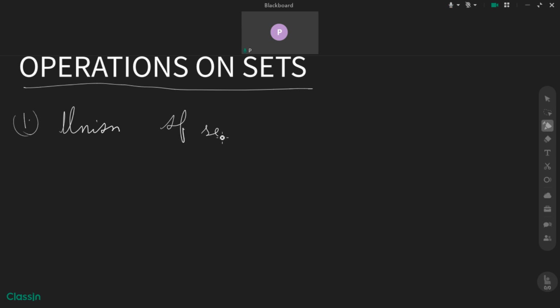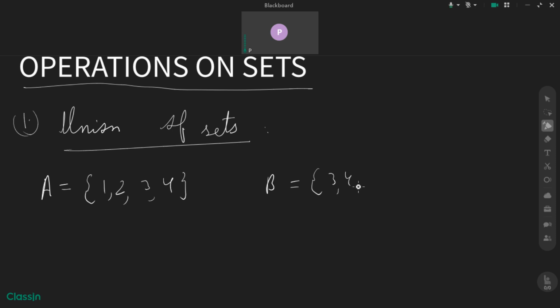Union of sets. If we have any two sets, let us say set A and set B, then their union is a type of operation which gives a new set such that it contains the elements of both A and B taken once. Let us say, for example, set A is equal to 1, 2, 3, and 4. Let us say set B has elements 3, 4, 5, and 6.